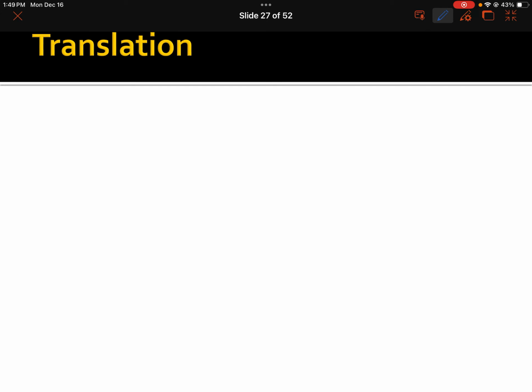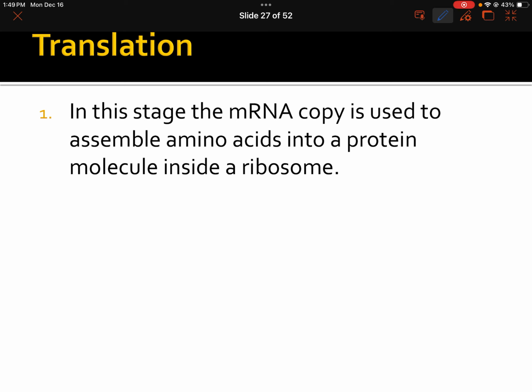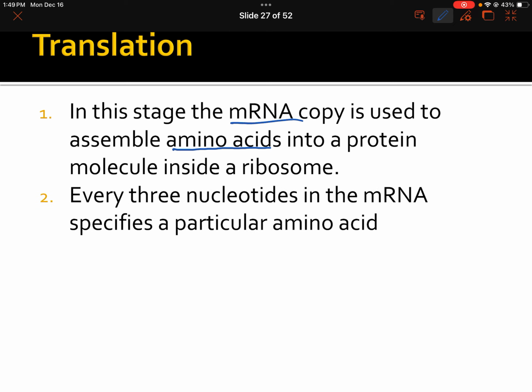So now we get to translation. Now we've got that messenger strand, and we're going to try to make some sense out of it. That messenger RNA copy is used to assemble amino acids. Remember, we talked about amino acids a long time ago in our macromolecule unit. There's 22 different amino acids, and we're going to see those in this unit and utilize those to make proteins. The ultimate goal is to make the protein.